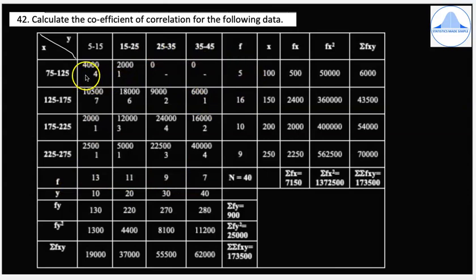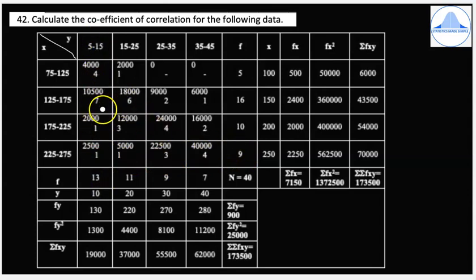So add up 4 plus 1, you get 5. Next 7 plus 6 plus 2 plus 1 is 16. 1 plus 3 plus 4 plus 2 is 10. 1 plus 1 plus 3 plus 4 is 9. In a similar way, add up for each of the columns.